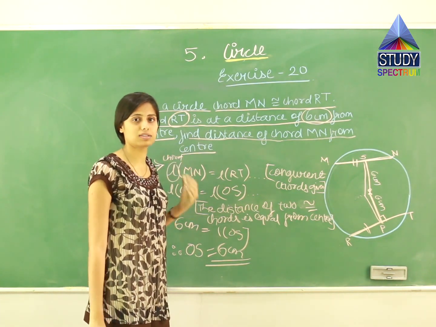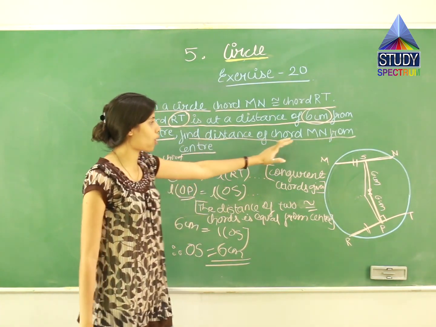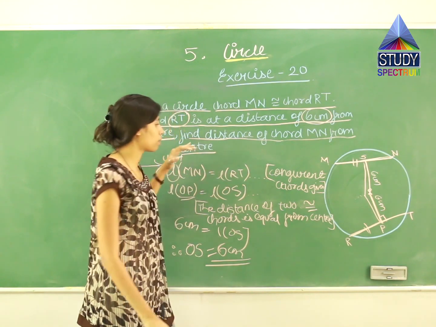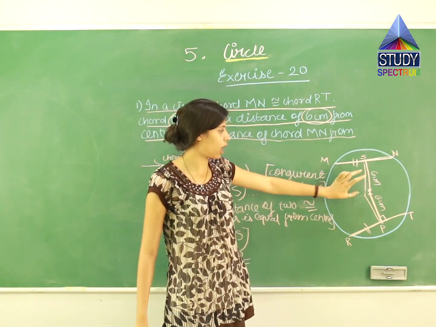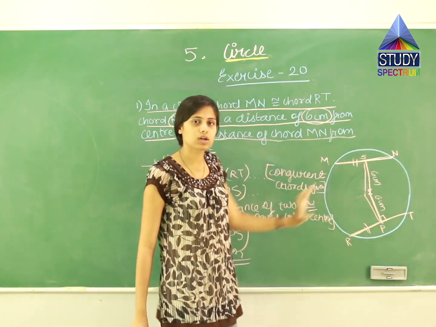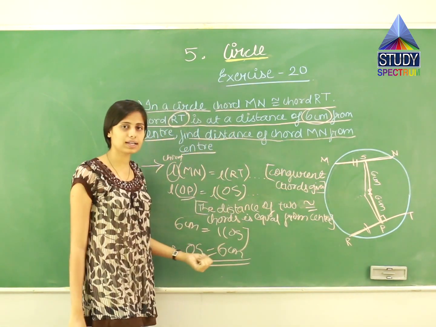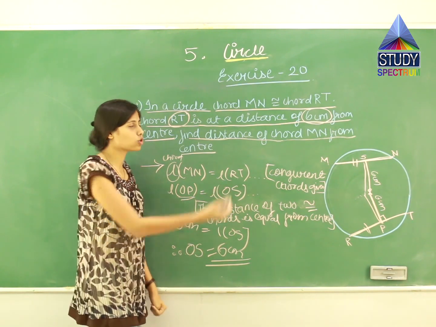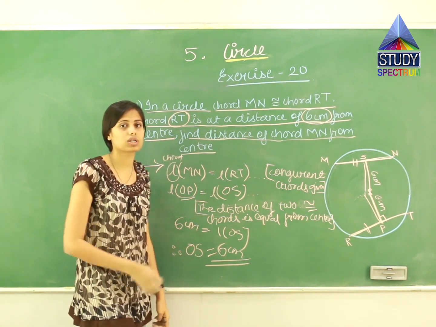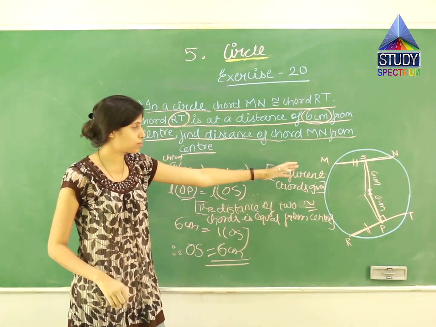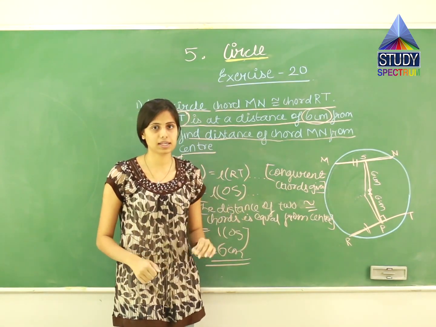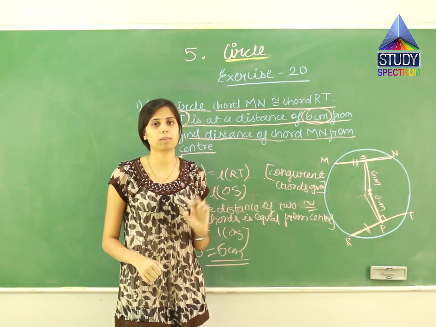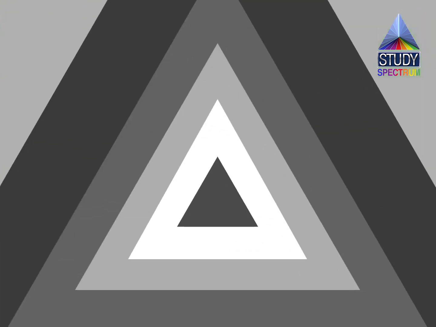That is what they are saying to you, to find the distance of chord Mn from the center. This is Mn and what will be its distance from the center? It will be OS. So OS we have found, which is 6 centimeter. So all the questions like the first question are based on the property. This property is the second property which we have applied. Simply by applying these three properties you can solve any problem of the circle.